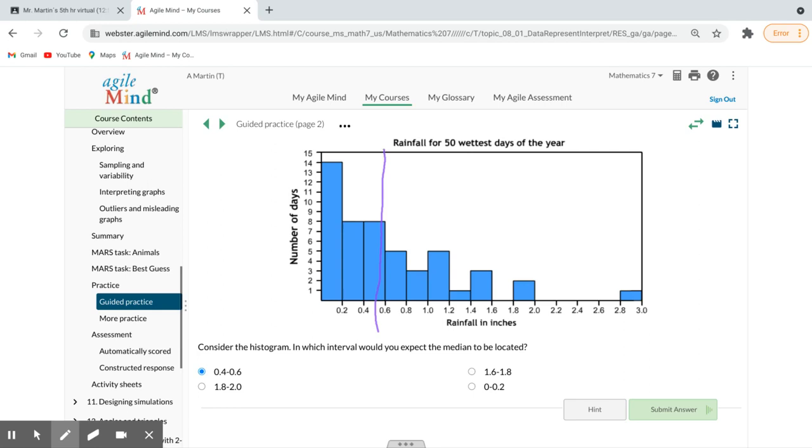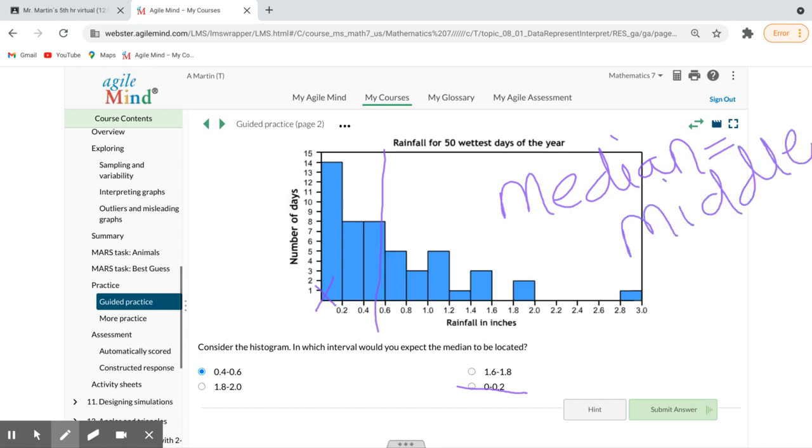if you didn't know that the answer was 0.4 to 0.6, and you were trying to eliminate answers, what's one that you could eliminate and tell me why? I could eliminate 0.0 to 0.2. Correct. Tell me why. Because it's the minimum, and it's not really in the middle. So the median means the middle of the data, right? You did a great job explaining that.